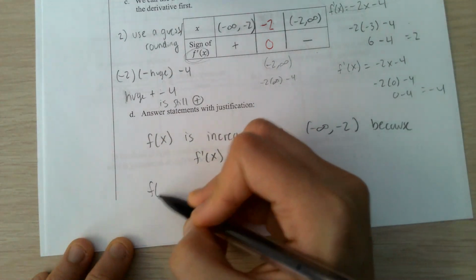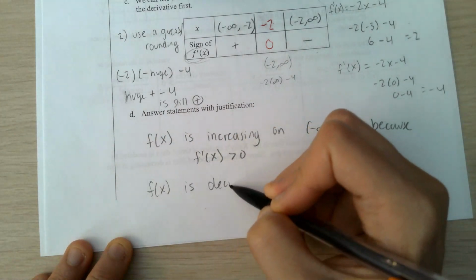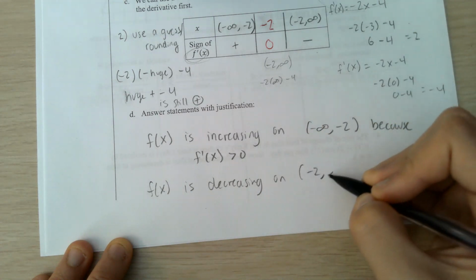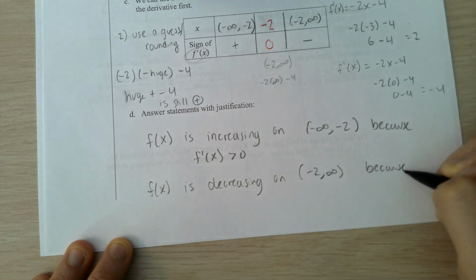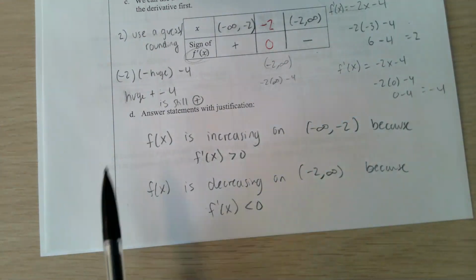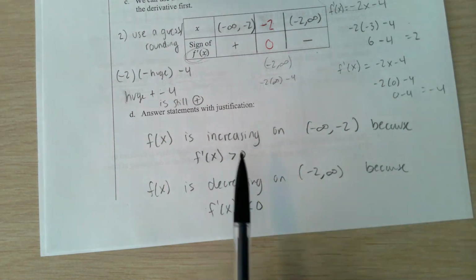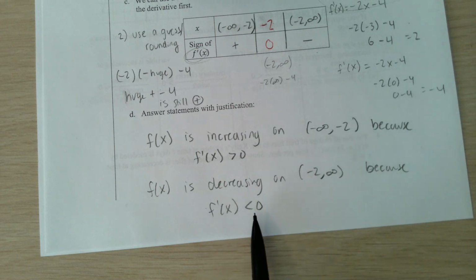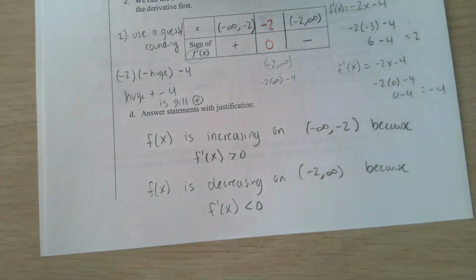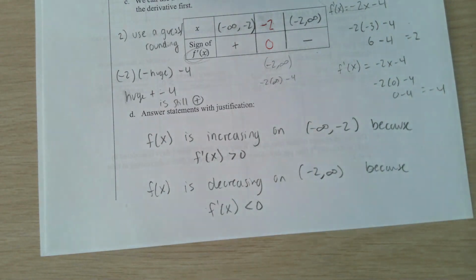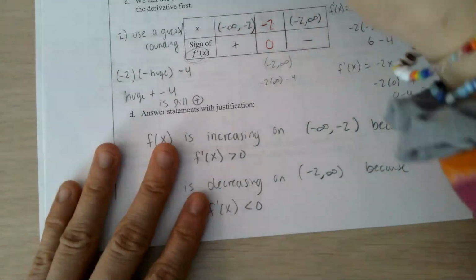And then similarly, f of x is decreasing on, and you have to give the specific interval, negative 2 to infinity, because f prime of x is less than 0. So the original equation is increasing because the derivative is positive, and the original is decreasing because the derivative is negative. There's going to be a lot of confusion when you're doing these problems between remembering whether you're in the original equation or in the derivative, and that will just take a lot of practice. All right, next slide.